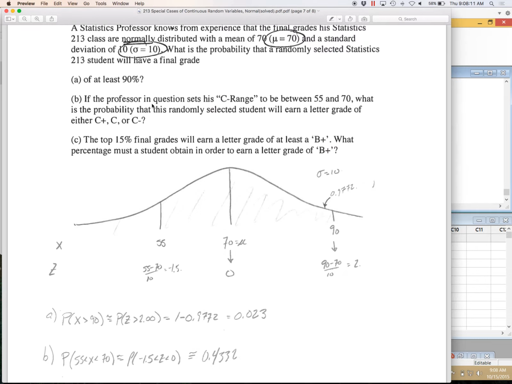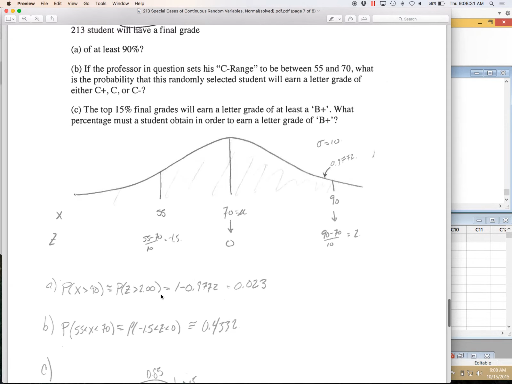B, if the professor in question sets his C range to be in between 55 and 70, then what is the probability of getting any sort of C? So here, in between 55 and 70, this shaded area right here is the probability we're looking for. Again, how to write that? X is in between 55 and 70.